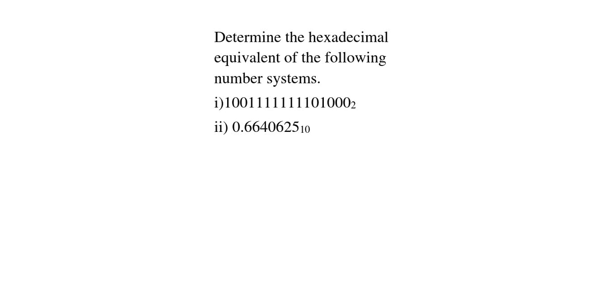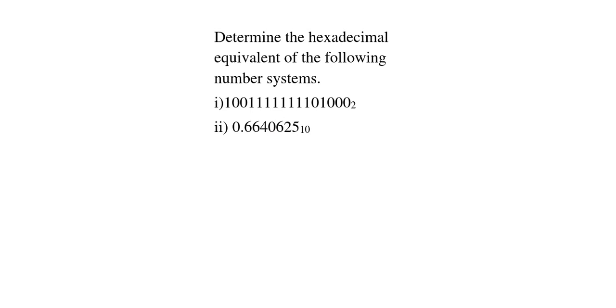Determine the hexadecimal equivalent of the following number systems. We have Roman 1, which is a number in base 2, and we have the other number, which is in base 10. We are supposed to convert to a hexadecimal number.